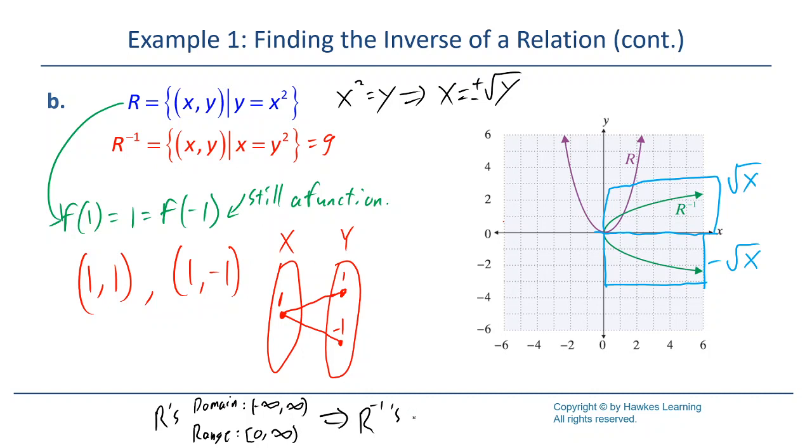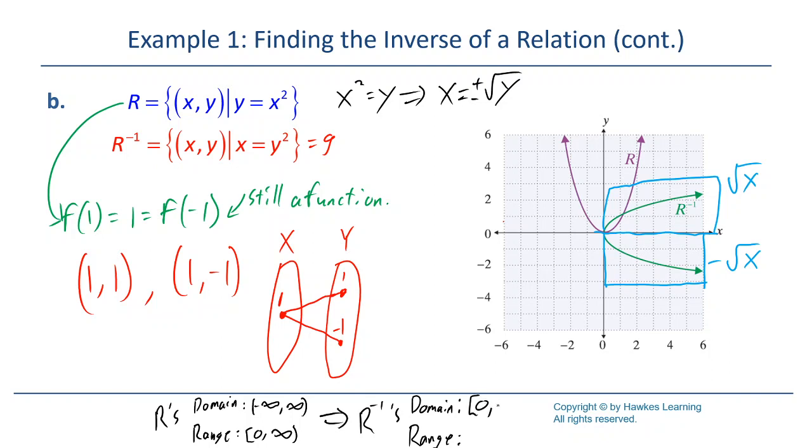What's our inverse's range, or domain and range? It's just swap the two. The domain of R is the range of R inverse. The range of R is the domain of R inverse, which makes sense because you're taking the inputs and making them the outputs, and the outputs and making them the inputs. So domain is input, range is output. If you do the inverse, the domains have got to switch.